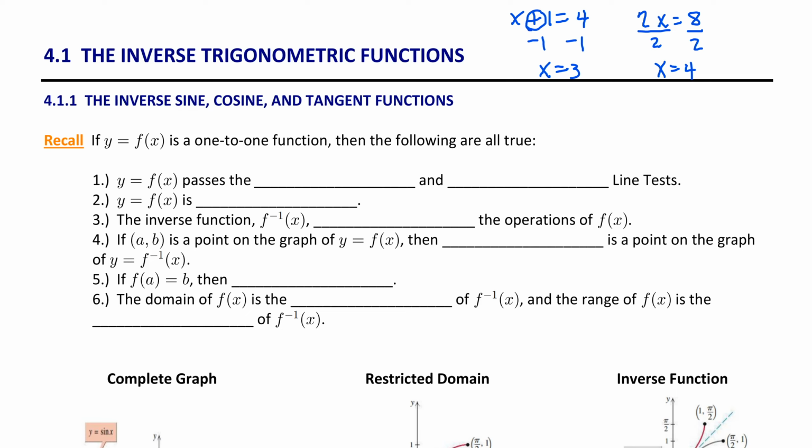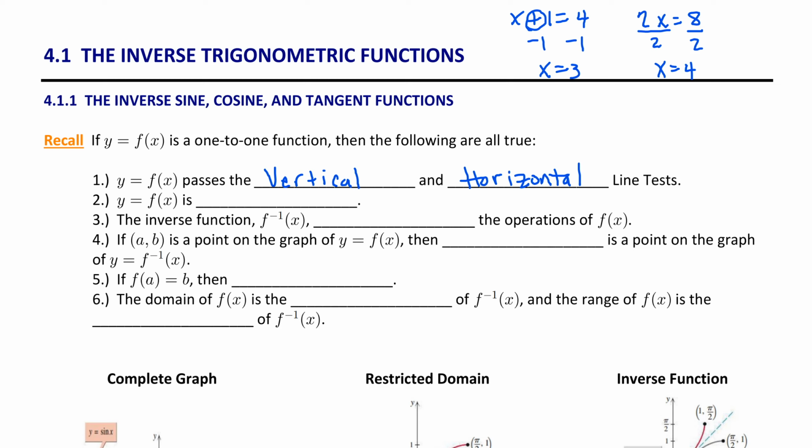Now, inverse trigonometric functions obey all of the properties that you learned about algebraic inverse functions. So let's review that information. Recall that if y equals f of x is a one-to-one function, then all of the following are true. Y equals f of x passes both the vertical and horizontal line tests. It passes the vertical line test because it's a function. It passes the horizontal line test because it's one-to-one.